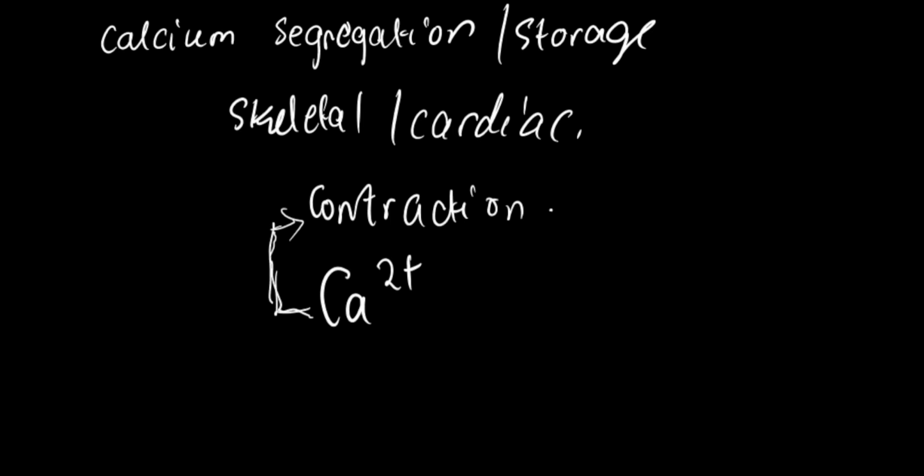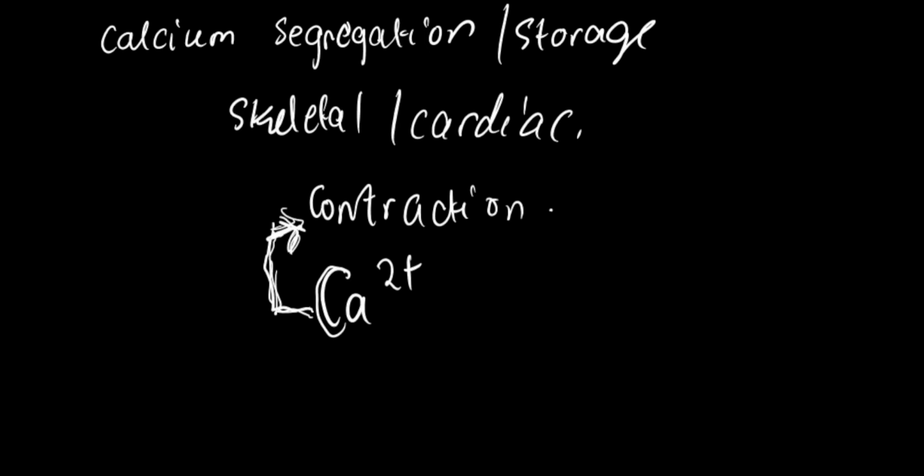So the presence or absence of calcium determines whether or not a muscle would contract or relax, so to say. Okay, so calcium ion basically plays a role in muscle contraction, and the smooth endoplasmic reticulum helps to segregate as well as store this calcium ion.